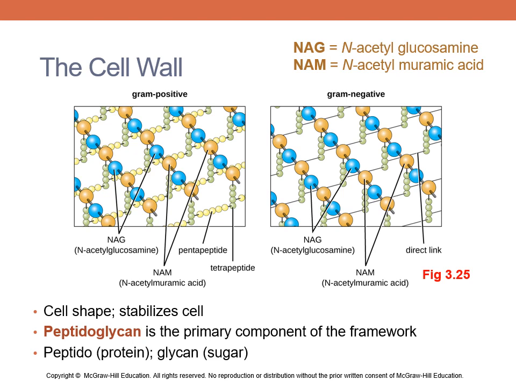The NAG and NAM sugars differ in how they are linked in gram-positive versus gram-negative organisms. In gram-positive bacteria, the NAG and NAM are linked by short peptides or proteins, but there is a direct link between the sugars in the gram-negative bacteria.